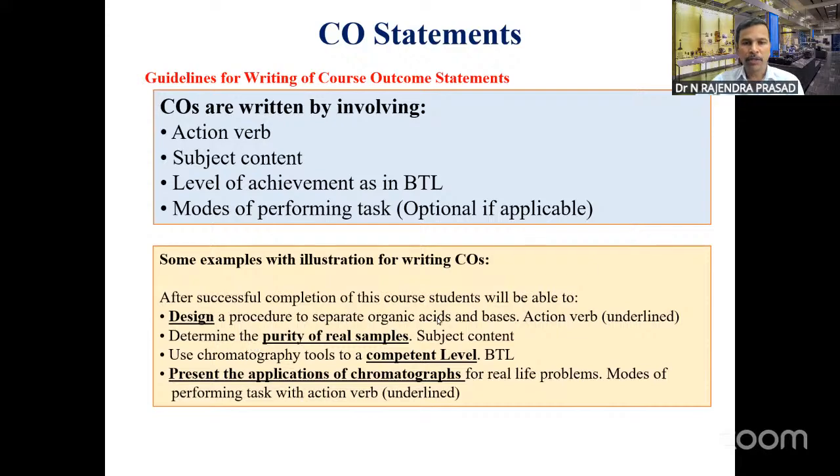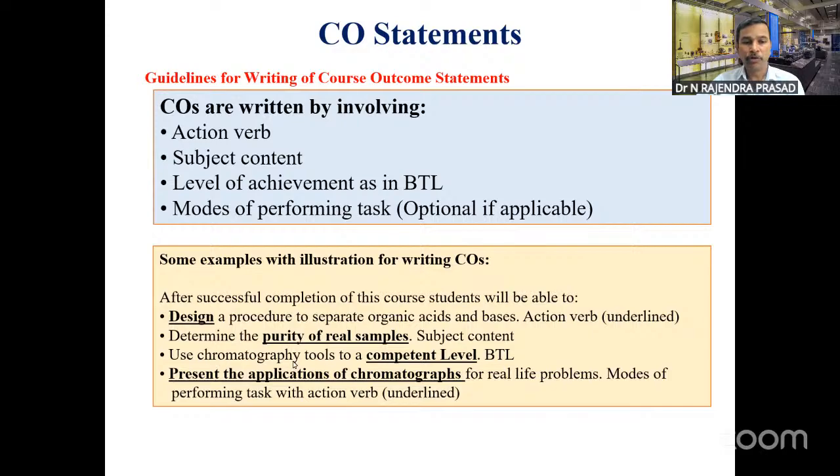After successful completion of this course, the student will be able to determine the purity of real samples. Here, determine is the action verb. Purity of real sample is the subject content. Then another CO, you take an example.